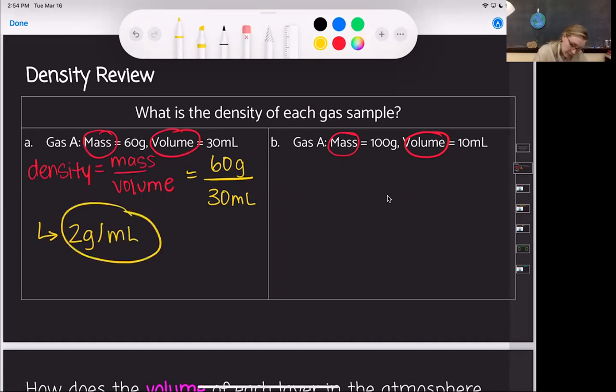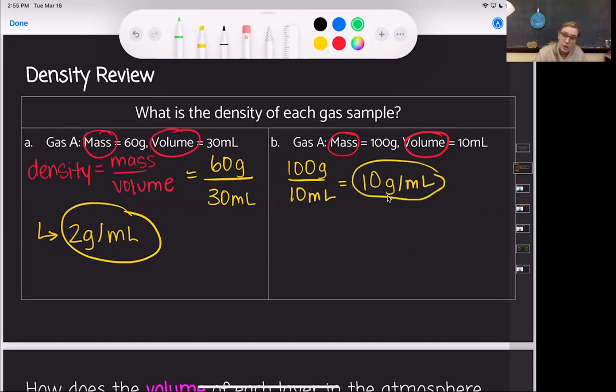For sample B, my mass is 100 grams and my volume is 10 milliliters. And so that tells me that the density of sample B is 10 grams per milliliter. So we have 10 and 2. 10 is larger than 2, so sample B is more dense than sample A.